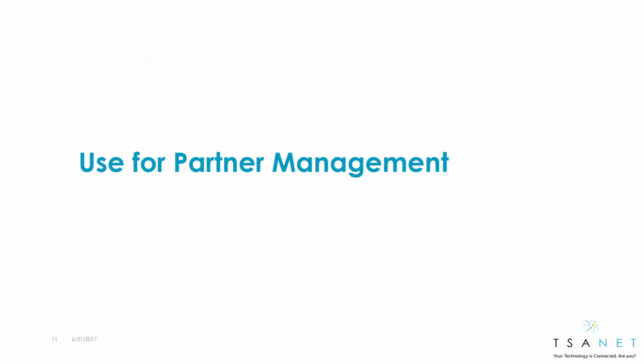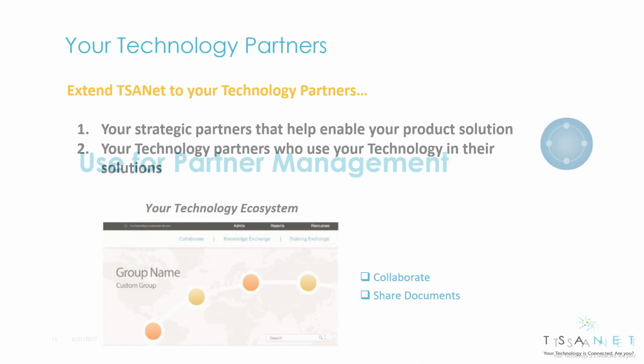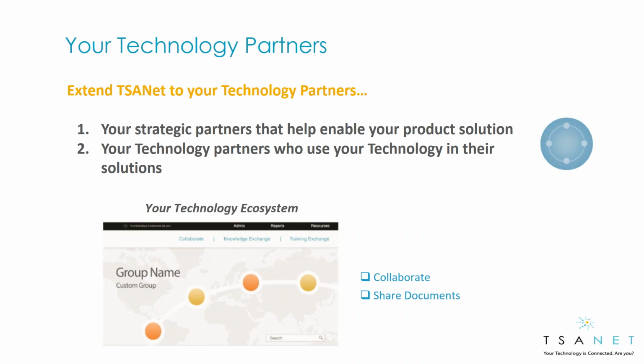Okay, so I'm going to pick up. Actually, we're going to even tag team a little bit further in this last section. So this is the third area that we identified, and I will tell you historically that when I see those companies that are really getting the value out of TSANet, a lot of times it's going to fall into this partner management area, and we segue that out into 2 different groups, right? There's the strategic partners, and then there's the technology partners. This really boils down to the use of what we call custom groups.